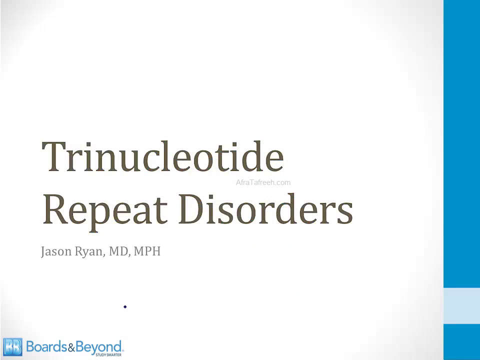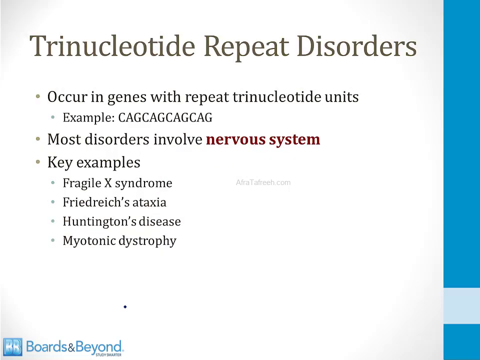Hello everyone and welcome to our module on trinucleotide repeat disorders. Trinucleotide repeat disorders are genetic disorders that occur in genes with repeated trinucleotide units. So for example, some genes contain the nucleotide CAG repeated over and over again. This is the type of gene where one of these disorders can occur.